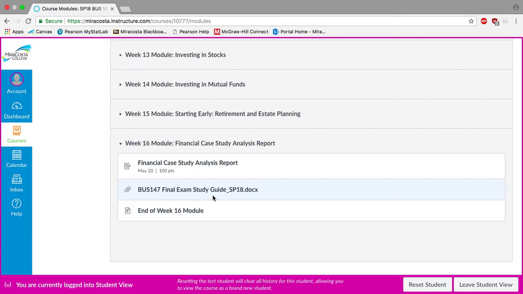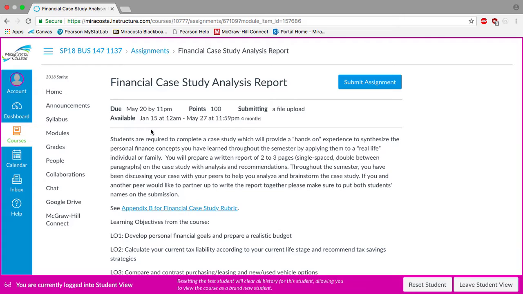And note that I do have the final exam study guide posted as well, so you can study for that as well this week. So if I go ahead and click into the financial case study analysis report, the assignment is due on May 20th by 11 p.m. It is worth 100 points, and you will be completing the case study based on the individual or family that you had chosen earlier in the semester.